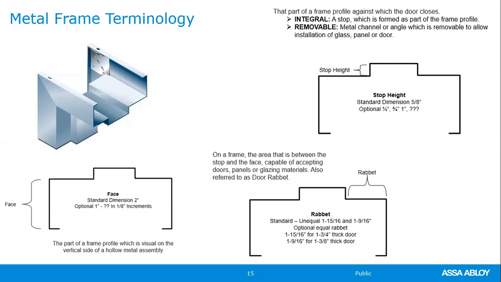Equal rabbet is where both rabbets' dimensions are 1 15/16. The most common reason for this will be for modification. So say that you ordered a frame and your customer gave you the incorrect handing. You order that material, you bring it in. If it's equal rabbet and it's the wrong handing, you can actually blank out the one side and cut in the other on the other rabbet because it's 1 15/16. So it's great for modification. Another reason is some architects like the look of the equal rabbet because both rabbets are the same dimension.